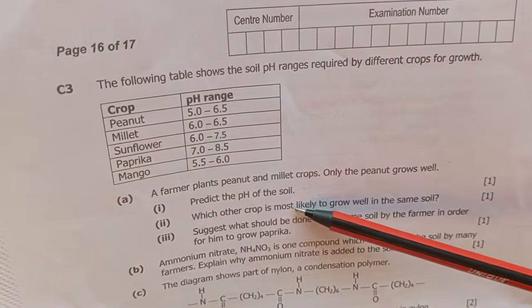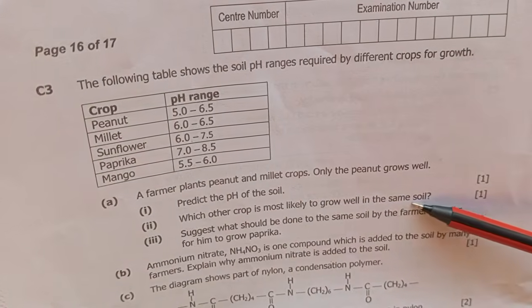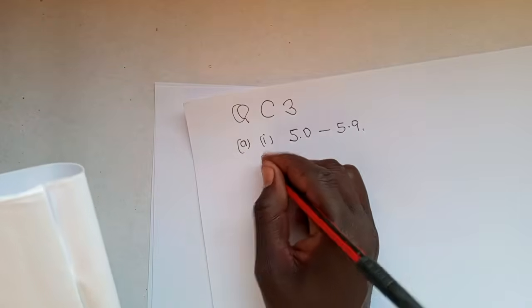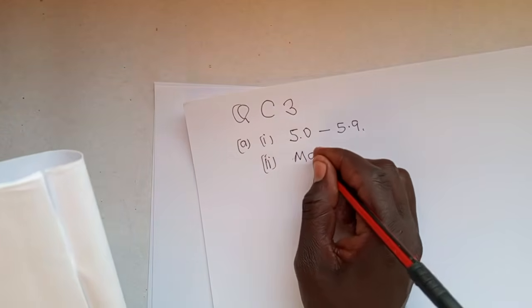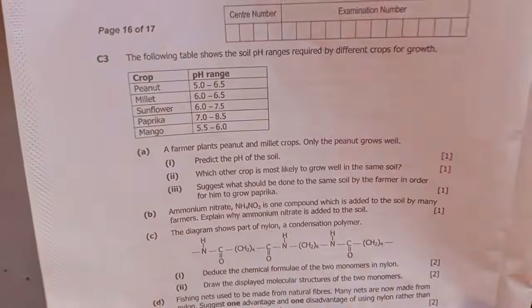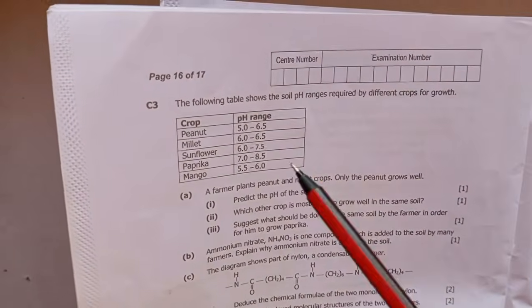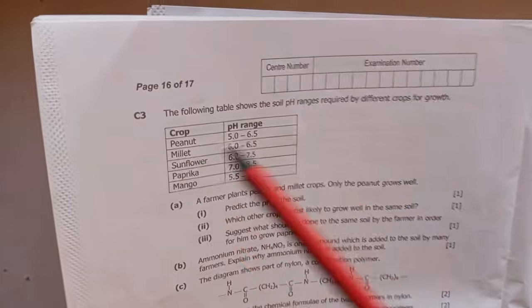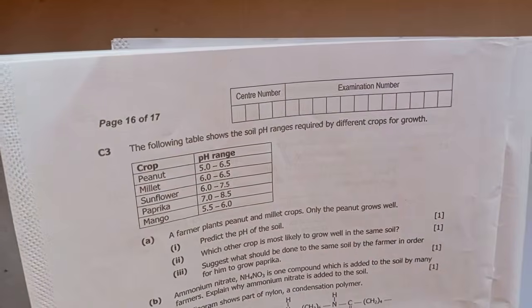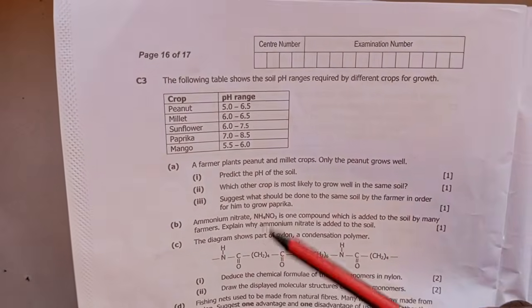So which other crop is most likely to grow well in the same soil? So we would say mango. Roman numeral 2, the answer is mango. Now, I must mention that when you're answering such questions, please dwell much on the table, because most of the times answers are basically in the table, and you do well to understand what the questions are looking for. Okay, we move forward.